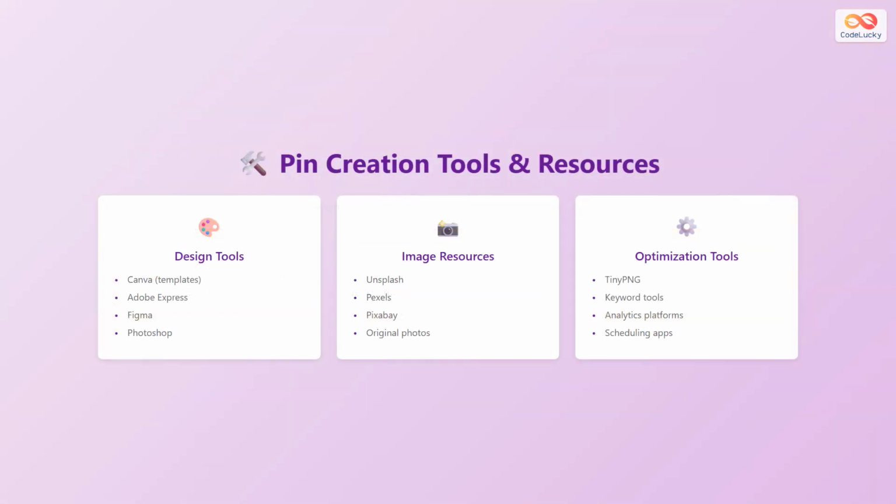You don't need expensive software to create great pins. Canva is an excellent choice with thousands of pre-made templates for pins. Adobe Express offers professional design capabilities. Figma is perfect if you want more control, and Photoshop gives you advanced editing options. For images, use free resources like Unsplash, Pexels, and Pixabay, or create your own original photography. Optimize your images using TinyPNG to reduce file size. Use keyword research tools to find what people are searching for. Finally, use analytics platforms to track performance and scheduling apps to maintain consistency.